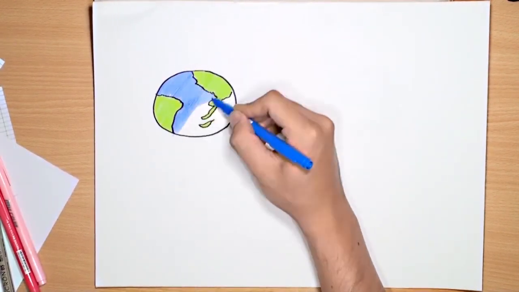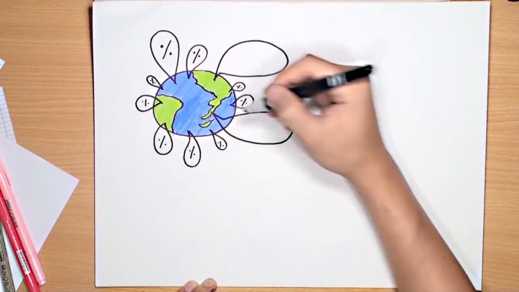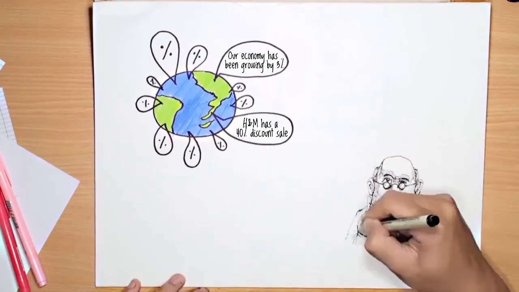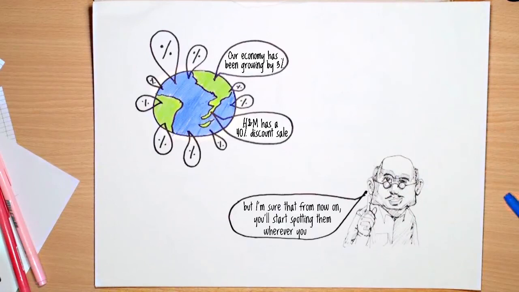Percentages are used all around the world for many different things. A few common examples are, our economy has been growing by 3%, that we have a tax rate of 50%, and H&M has a 40% discount sale. But I'm sure that from now on, you'll start spotting them wherever you look.